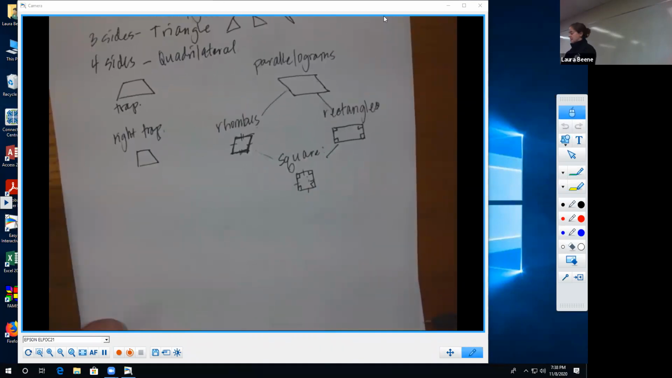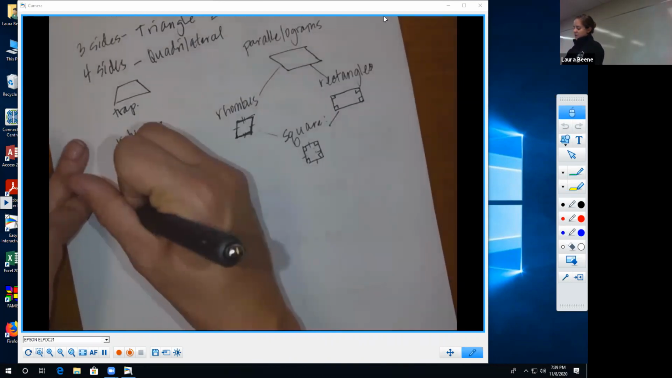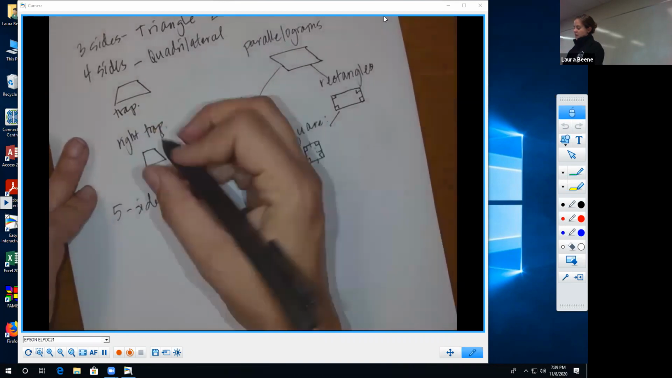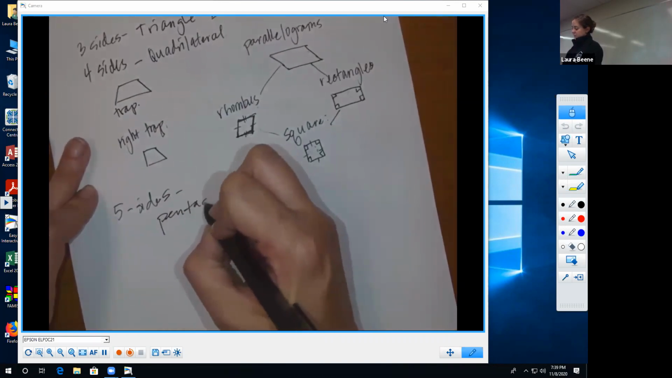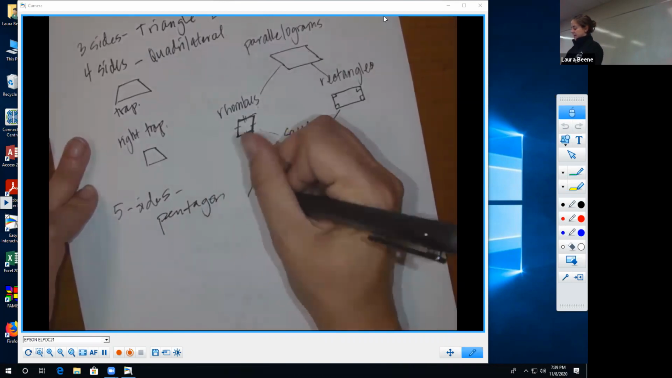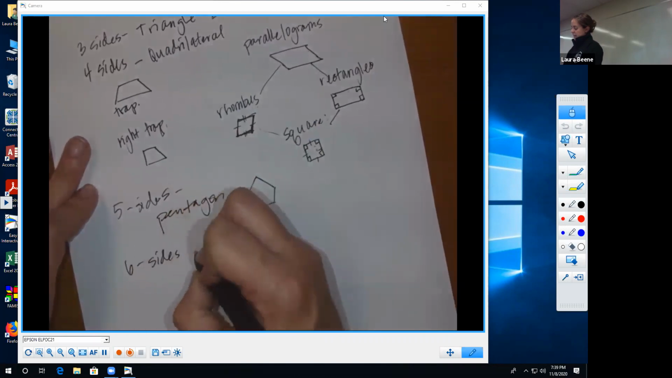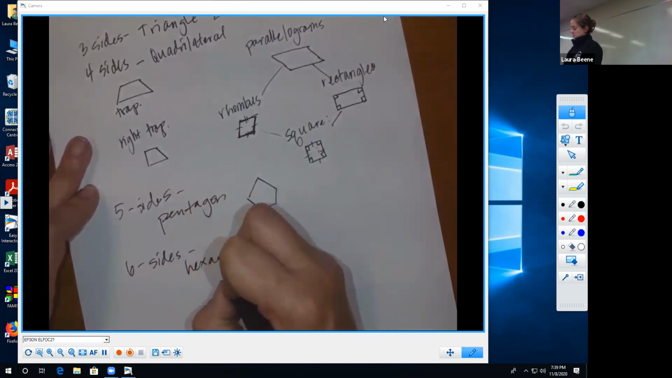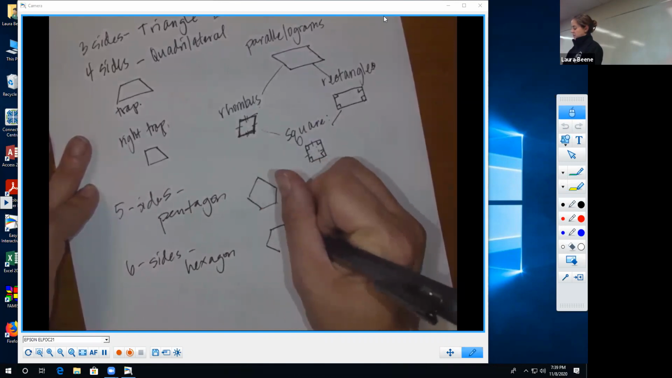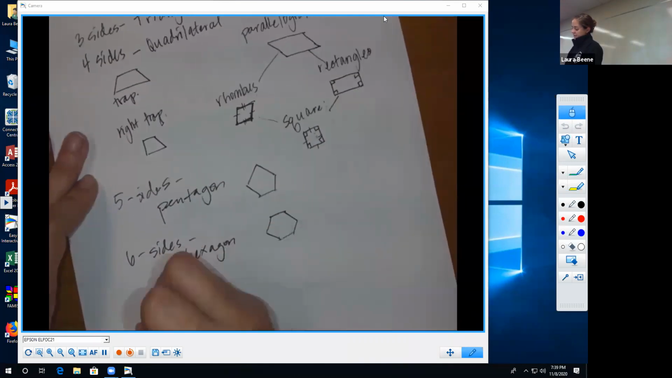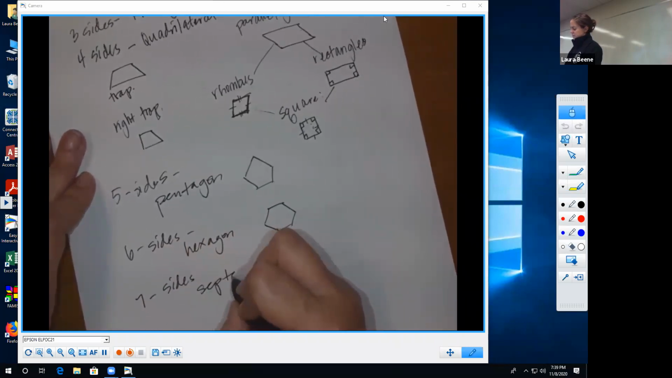Okay, and then doing more polygons. We have a five-sided one. A five-sided polygon is a pentagon. And a pentagon has five sides, kind of looks like a house a little bit. Six sides is a hexagon. And a hexagon was the yellow hexagon on your pattern blocks. Seven sides is a septagon, I believe.